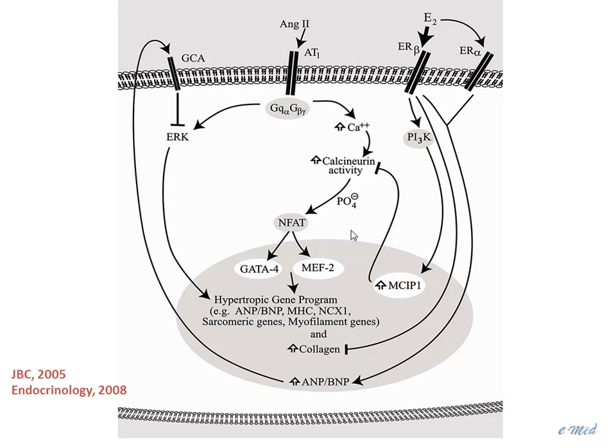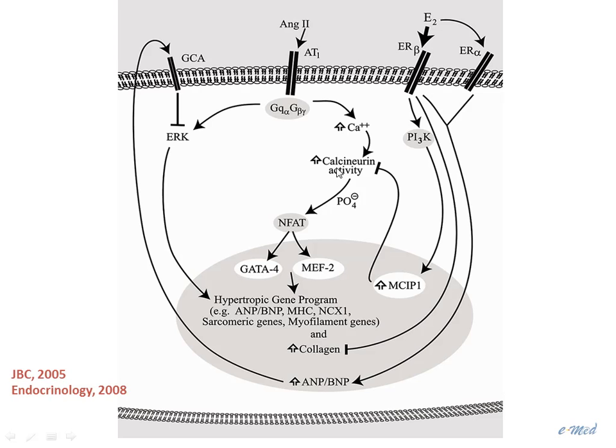And how does that work at a cellular molecular level? From a series of papers, we showed that estrogen action can block angiotensin signaling to hypertrophy. So angiotensin activates a calcium-dependent activation of a phosphatase called calcineurin.